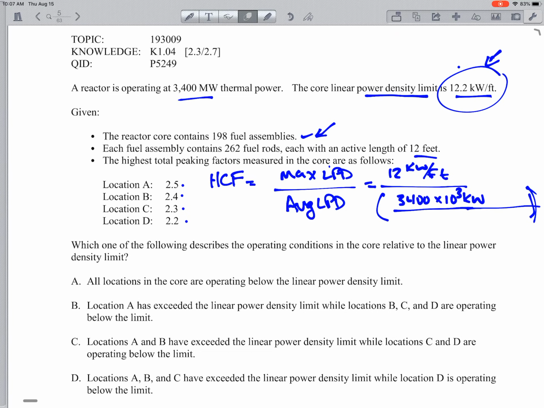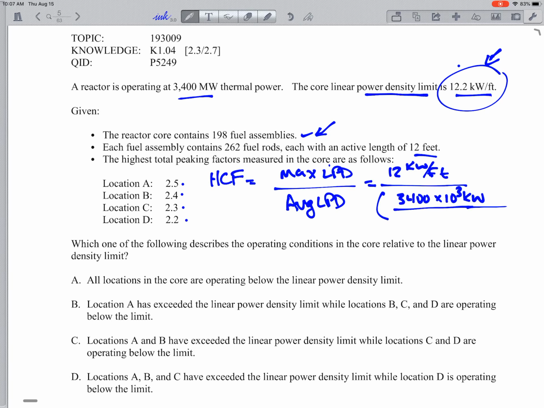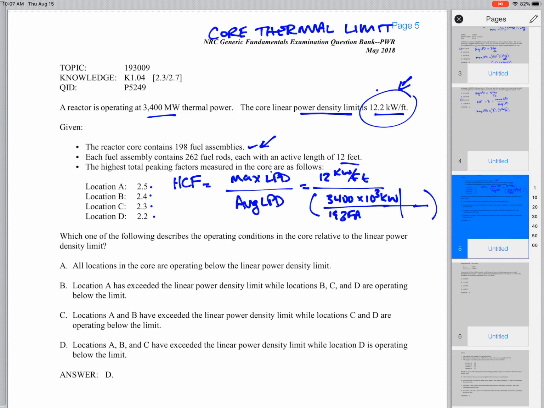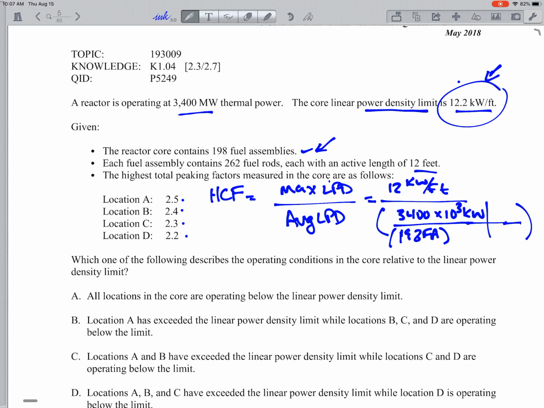Let's see if I can clean that up a little. Not a lot of room there. Kilowatts. And we have to get feet on the bottom, right? So we've got 198 fuel assemblies, and that's rods per fuel assembly, and then 12 feet per rod. Sorry about that being all bunched up, but I think we can go through it. Fuel assemblies will cancel out, rods will cancel out, and we have kilowatts per foot, so we know we're right. So it's 3,400 times 10 to the third, which is just 3,400 megawatts turned into kilowatts. I did that kind of quick. We're going to divide that by 198 times 262 times 12.